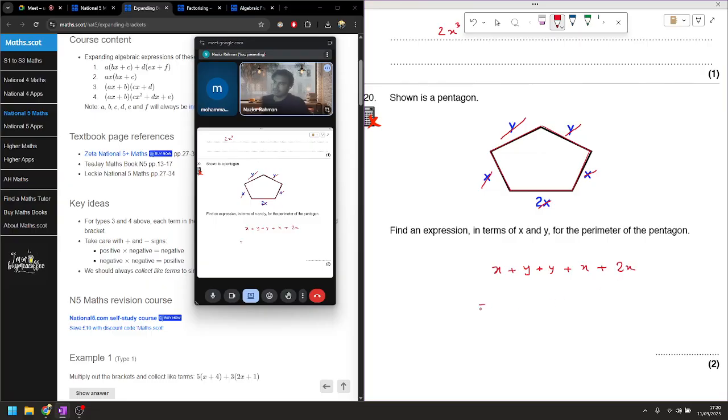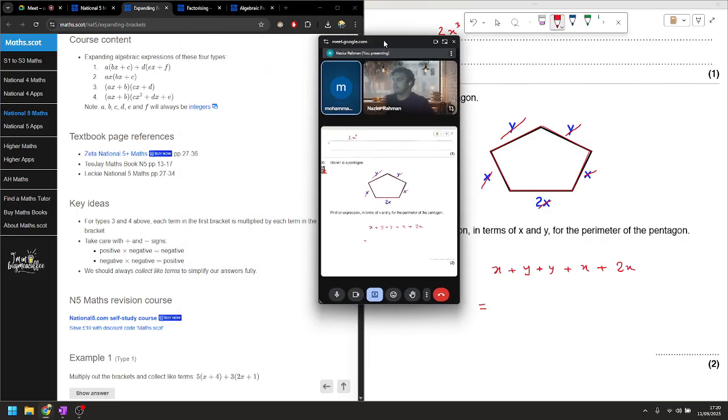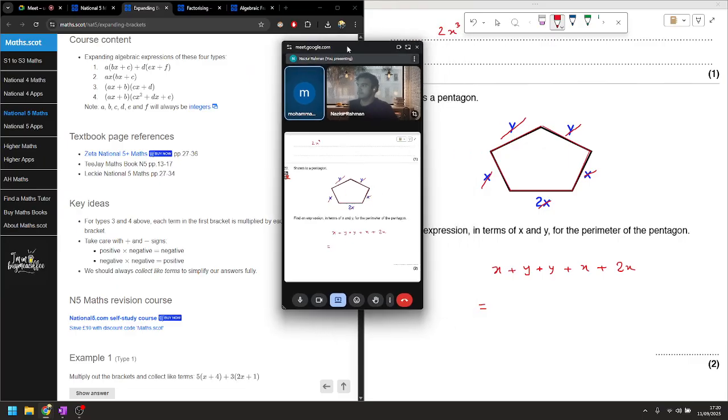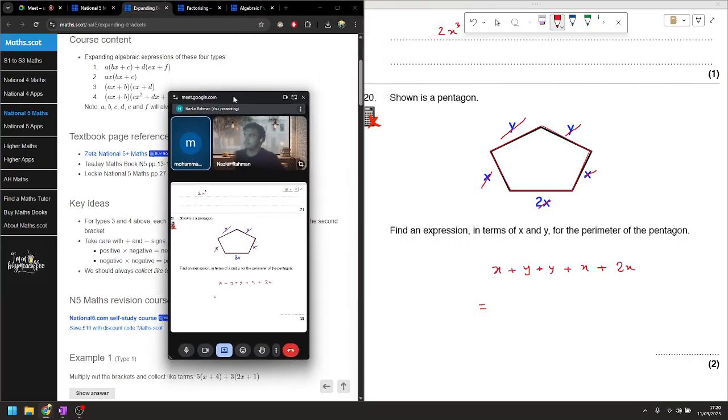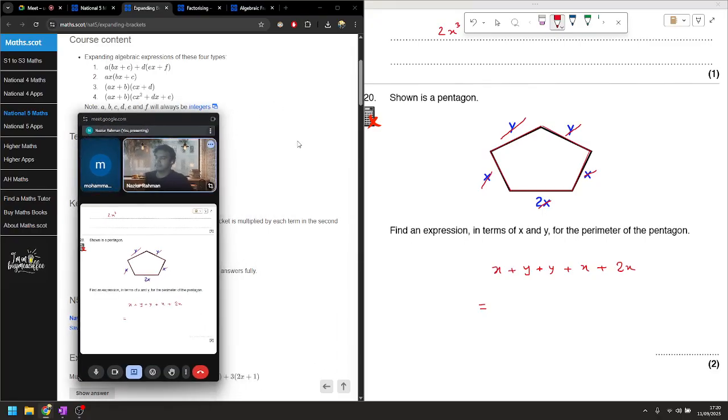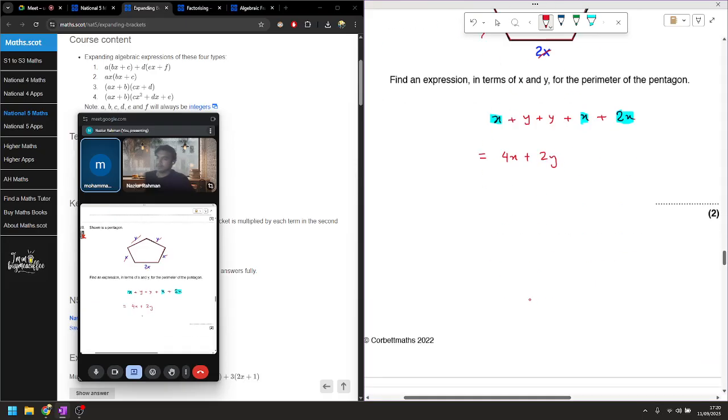So when you simplify, what do you get? Or when you collect the like terms? So find all the x's. So we've got x here, got x here, got x here. We add those together. 4x. 4x, good. And then plus y, 2y. 2y. That's it. All right, good.